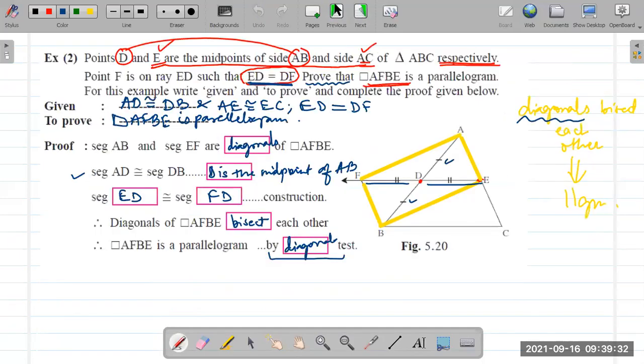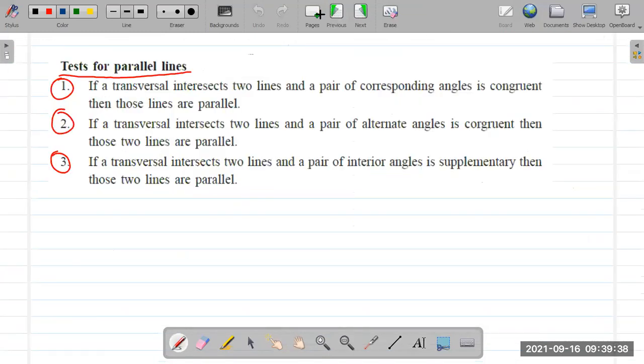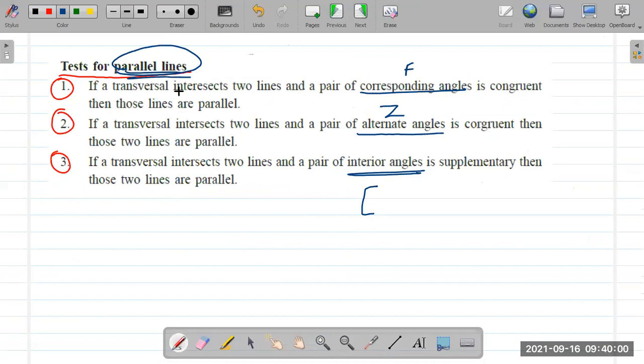So with that, let us quickly recap on what we did in today's class. We started with revising the tests of parallel lines. How do we prove that lines are parallel? By using F formation, that is corresponding angles, by using alternate angles, that is Z formation, and by using interior angles, that is C formation, where the sum of angles is 180 degrees. Using these formations, we can prove that the lines are parallel.